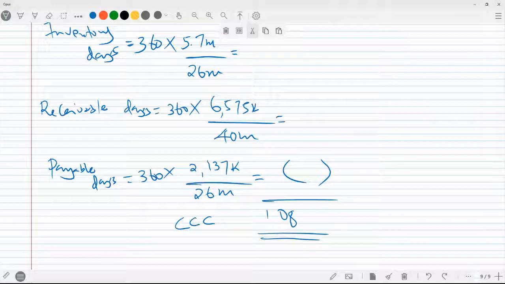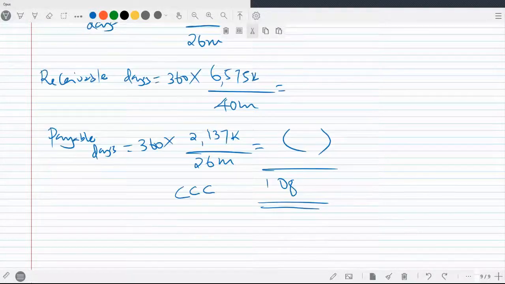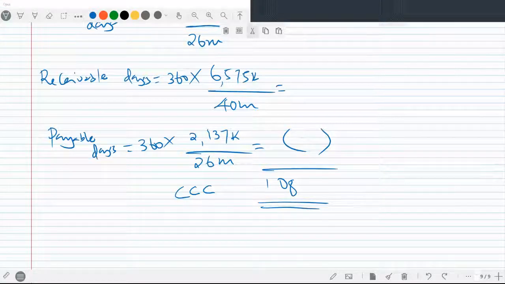So you get 108 days to be the cash conversion cycle for this company. I'm not sure whether we will be able to do the other part. I think we can't do the other part because it requires some concepts which we are yet to learn. So we get 108 days. You can see it's quite an easy question.